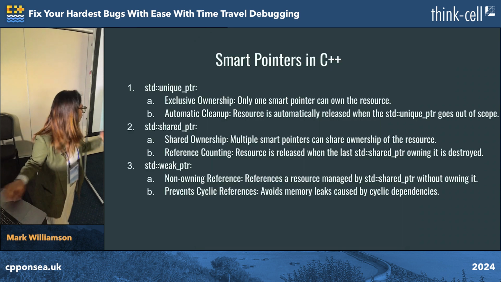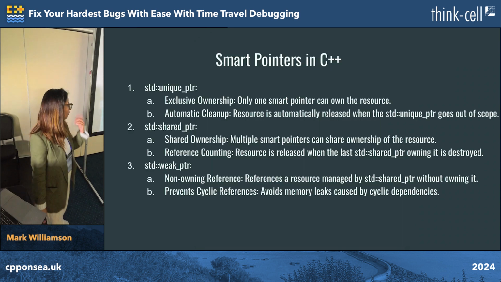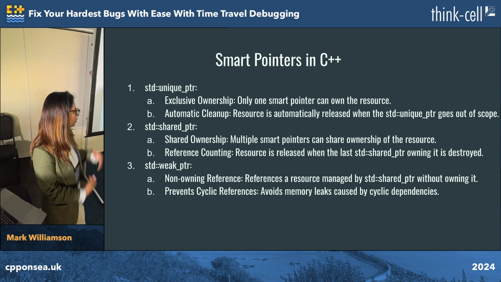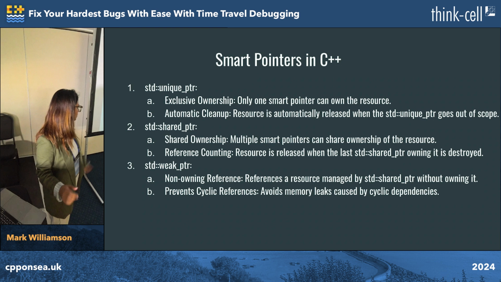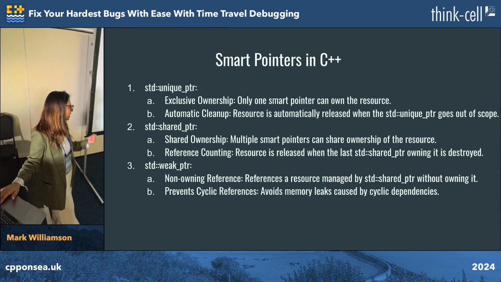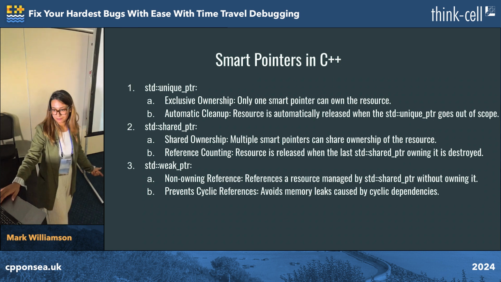Okay. The last one is going to be our weak pointer. A weak pointer lets you reference a resource managed by a shared pointer without actually owning it, and it helps prevent cyclic references. So you avoid memory leaks caused by cyclic dependencies in this case.